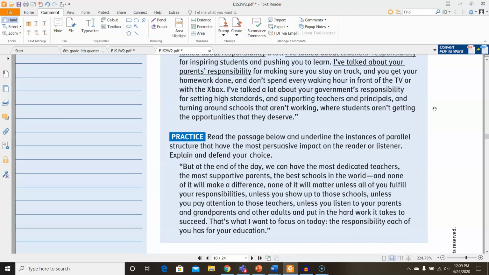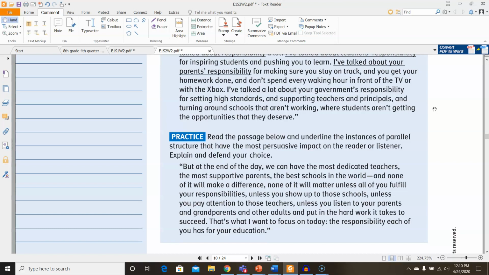So he's using the sentence structure. I've talked about your blank responsibility multiple times to show that it has equal weight. So for this practice it says, read the passage below and underline the instances of parallel structure that have the most persuasive impact on the reader or listener. Explain and defend your choice. So in this paragraph, you're looking for examples where he's used a repetitive sentence structure or phrase in order to have some kind of an impact, and then explain what persuasive impact it has.